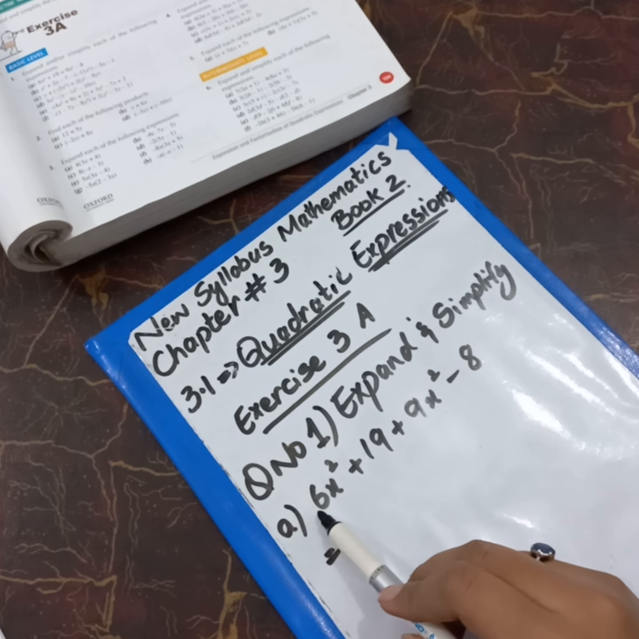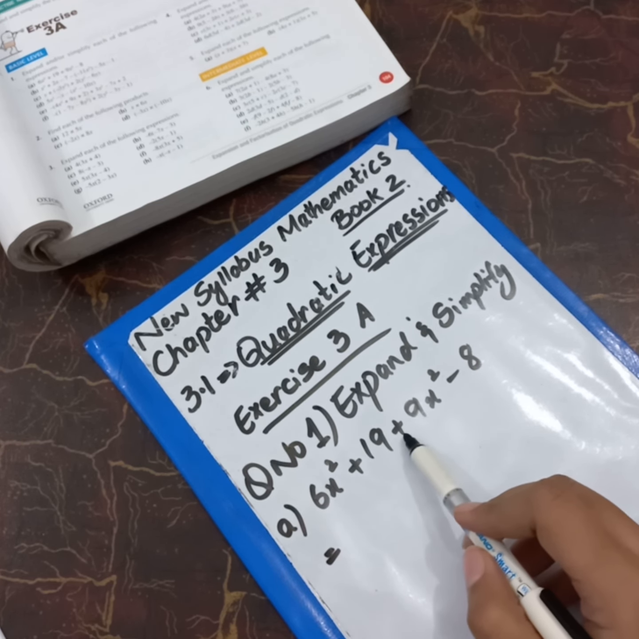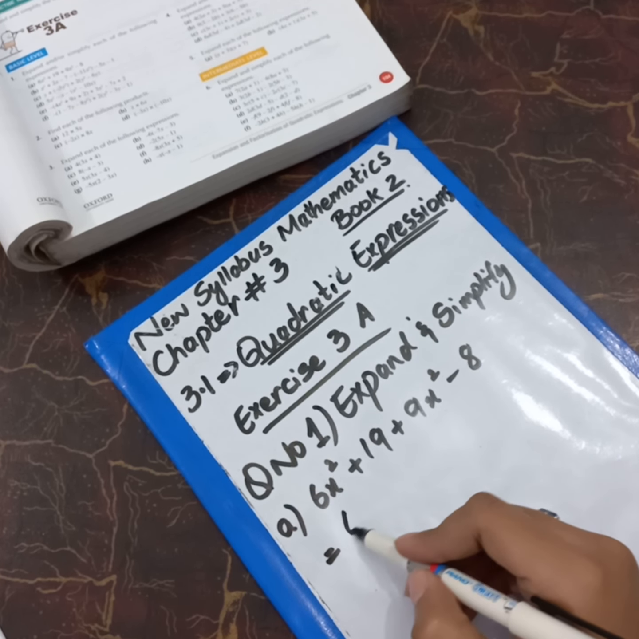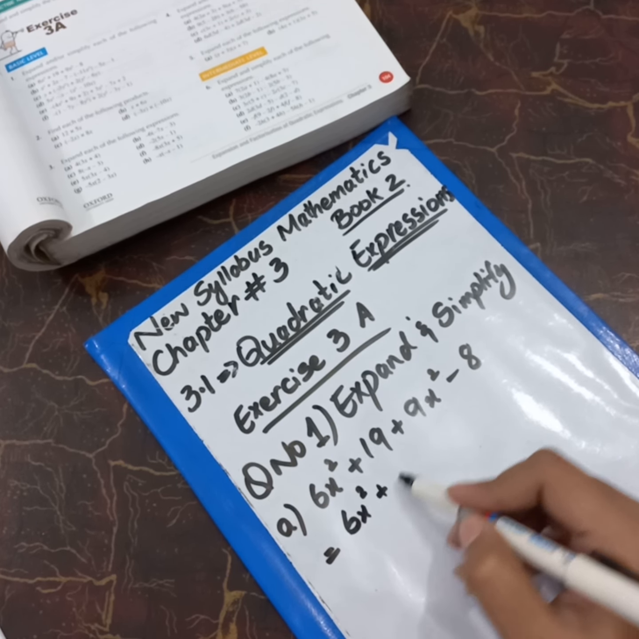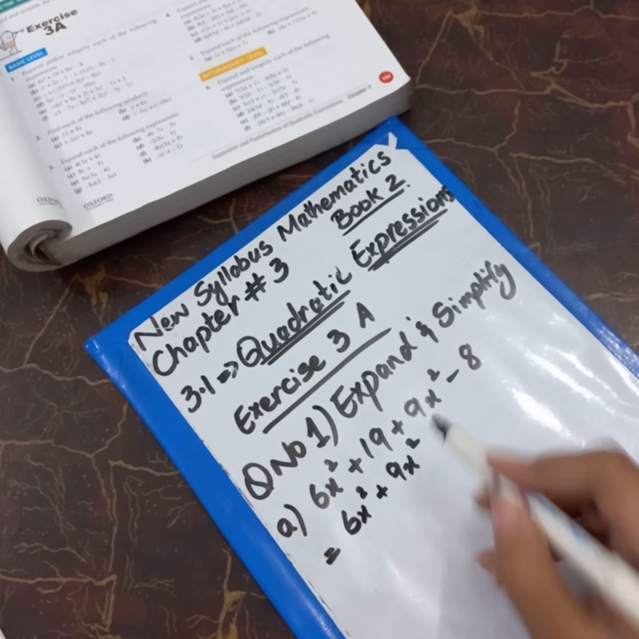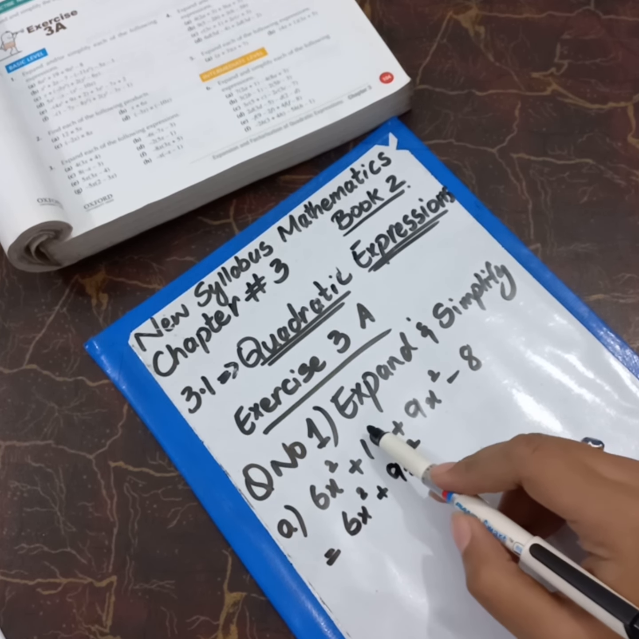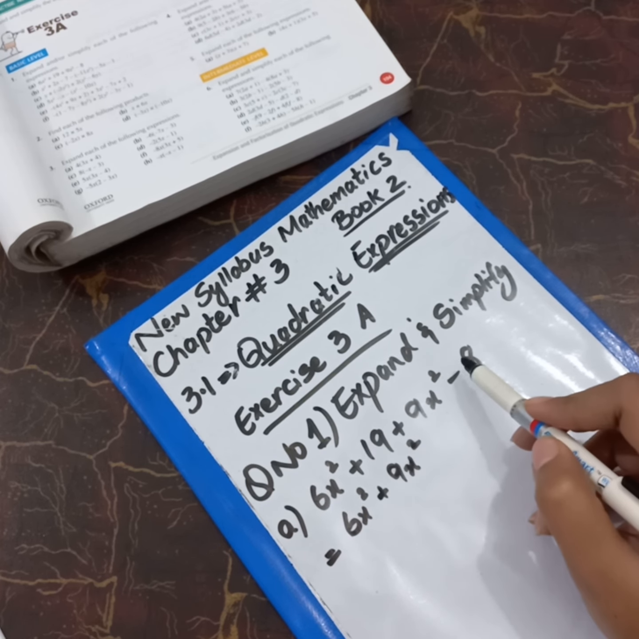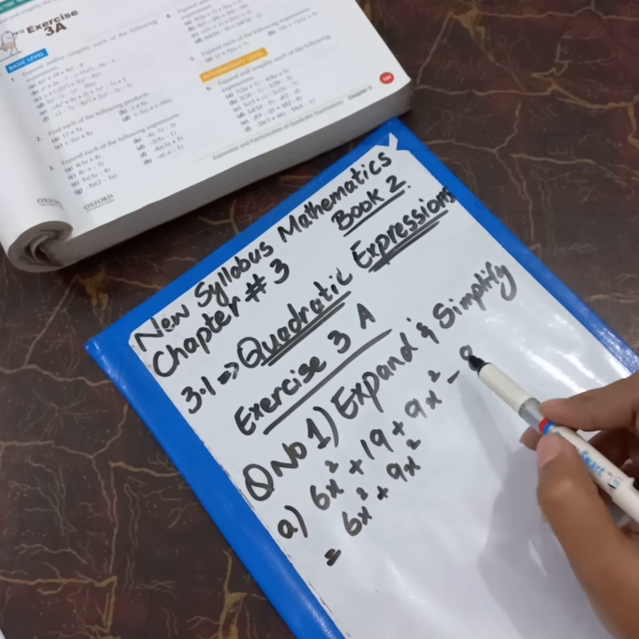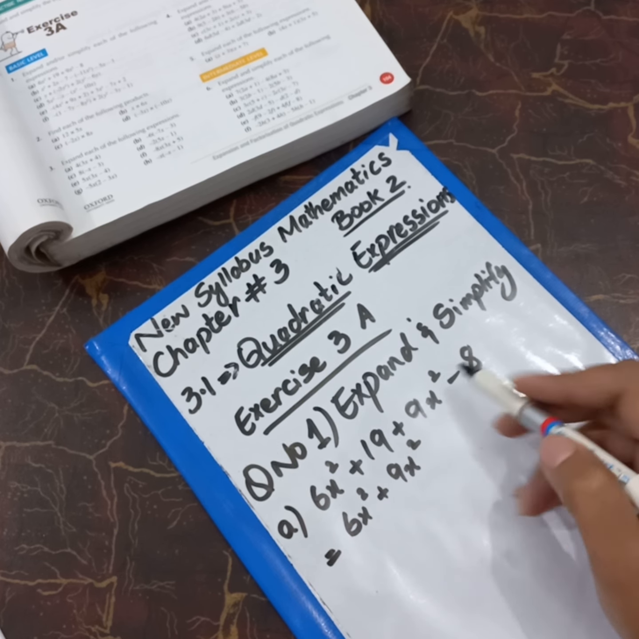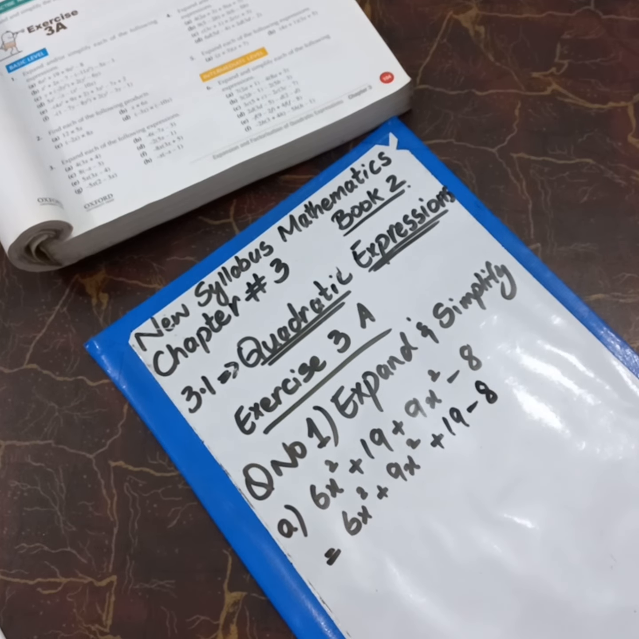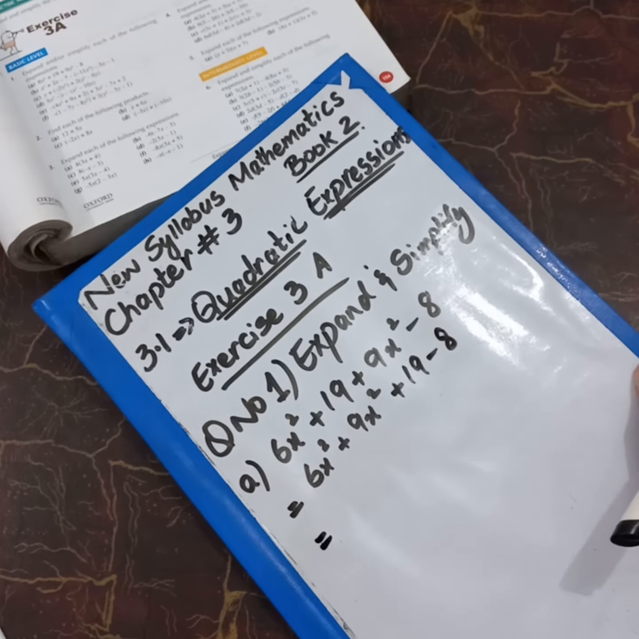Here 6x square is positive and 9x square is also positive. So both will be written together. First 6x square plus 9x square. Then the next like terms 19 and 8. Both are the constants. These are two like terms now. But one is positive, another is negative. So along with their signs, I will write them together down. Now they are gathered. Once they are gathered, we need to just simplify it.